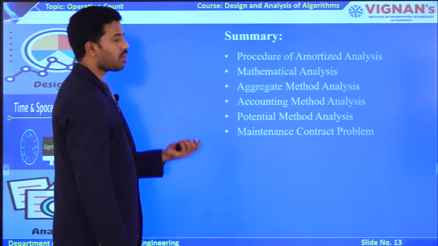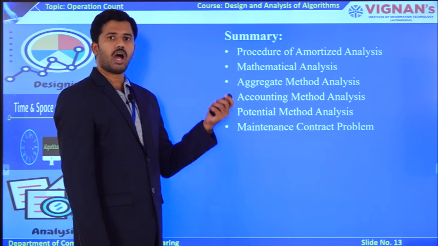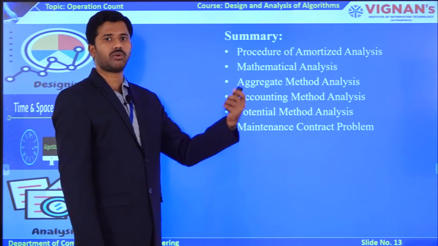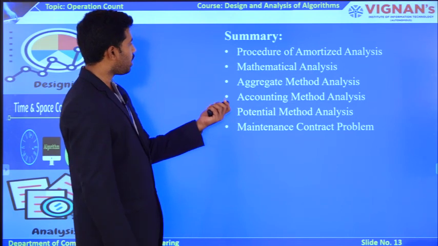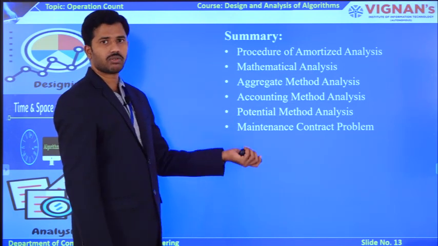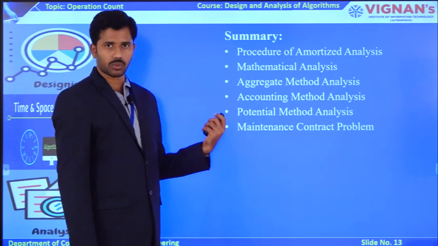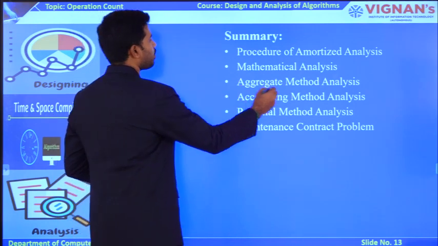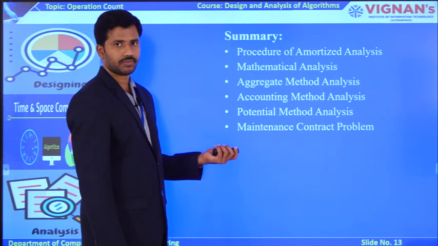Okay. So as of now we have seen the procedure as well as the mathematical calculations behind the amortized analysis, followed by the aggregate method and how to apply it to a particular example, followed by the accounting method, followed by the potential method, and we have seen one maintenance contract also. So with that example only we have learned how the aggregate method, accounting method as well as potential method work. Okay.